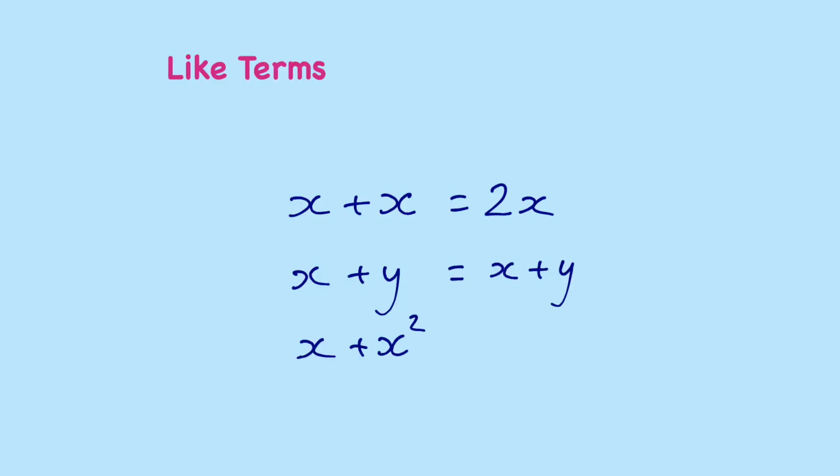Now if we had x and an x squared, although they have the same letter, x and x squared are not the same terms, so they're not like terms and we cannot add them together. So those terms will also just be left as x plus x squared.